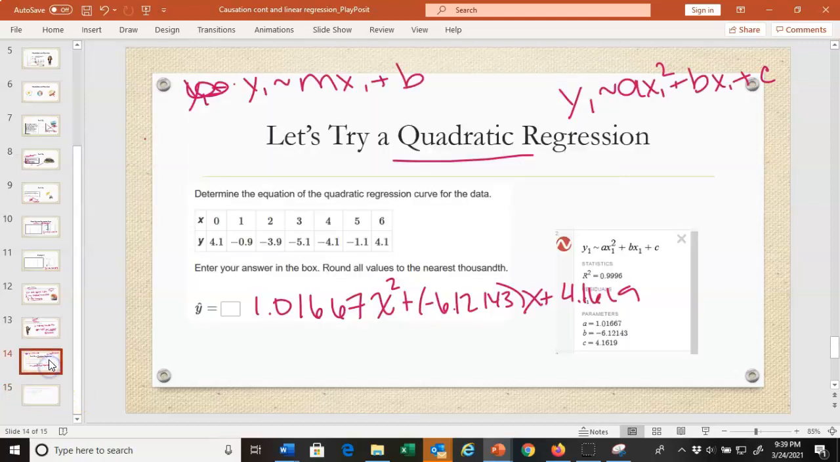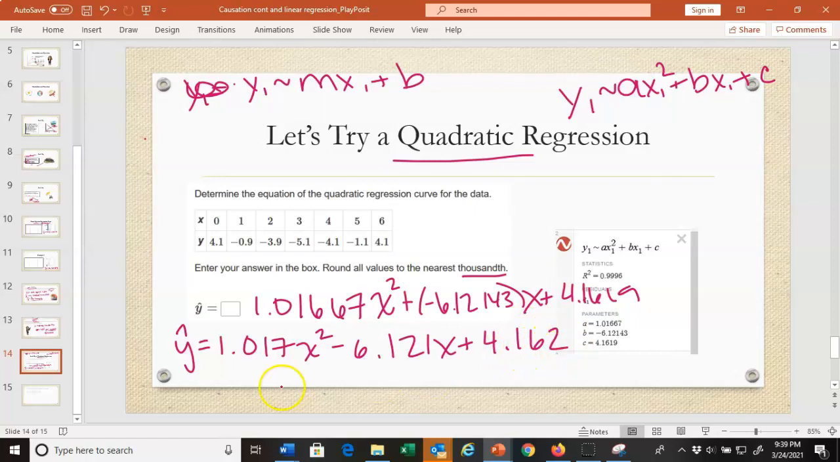Oh, you know what? Hold on one second. So this actually did say to round to the thousands place. So remember, the thousands place is the third decimal. So let's just fix this to be accurate. It should be 0.17 minus 121.01667 plus 162, right? There we go.